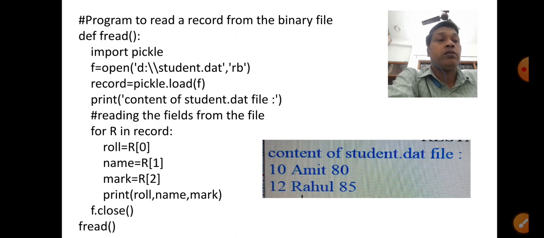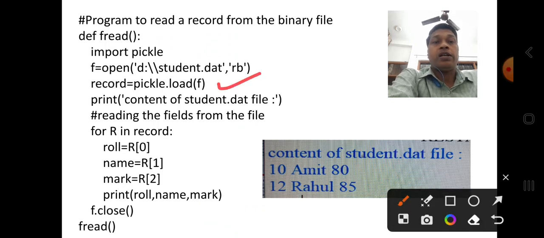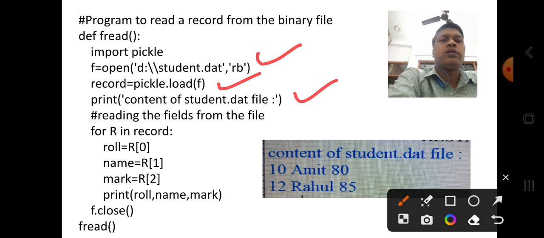Now again come to our program. Pickle.load. The file object is created. This is the simple print statement, and these are the comment statements. Here record is a reference to pickle.load, and the file object is passed, hence the file object is read, and record is the reference. I already showed you that record contains three fields: roll number, name, and marks.